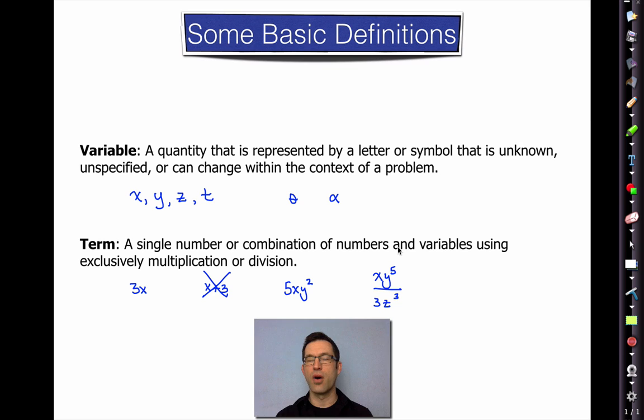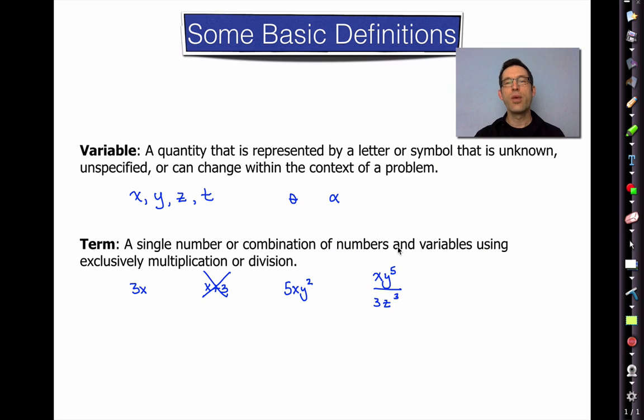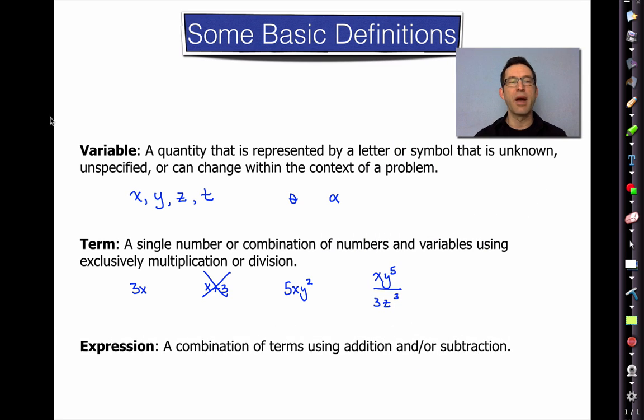All multiplication, all division. Now we can even make more interesting things by combining terms into what are known as expressions. An expression is simply a combination of terms using addition or subtraction. So for instance, if we had our term from up above, 3x, and we added to it the other term, 5xy squared, this would now be an example of an expression. Don't get me wrong, an expression can definitely just contain one term. So for instance, 5x, that's a pretty good expression. It's just fairly boring. There's not a lot going on.